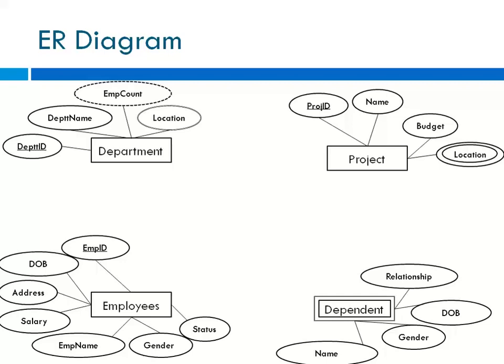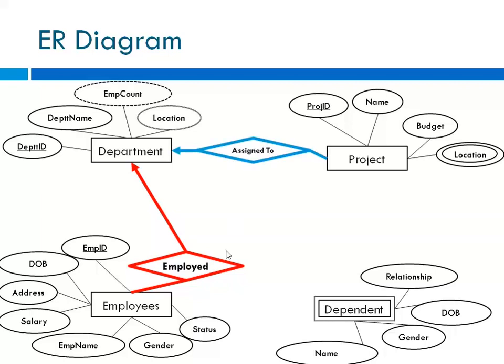And last entity is employees with employee ID as primary key, date of birth, address, salary, name, gender, status. So this is the weak entity. This entity represents the dependents of the employees. So the first relationship is between the employees entity and the department entity. The relationship between department and employees is one-to-many. That means one department can employ multiple employees.